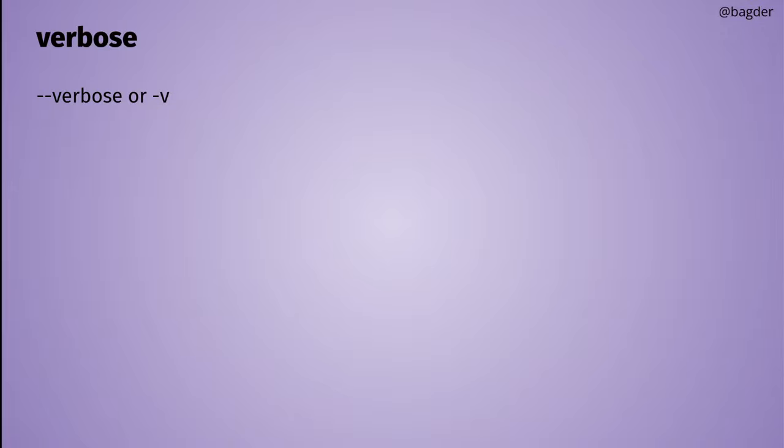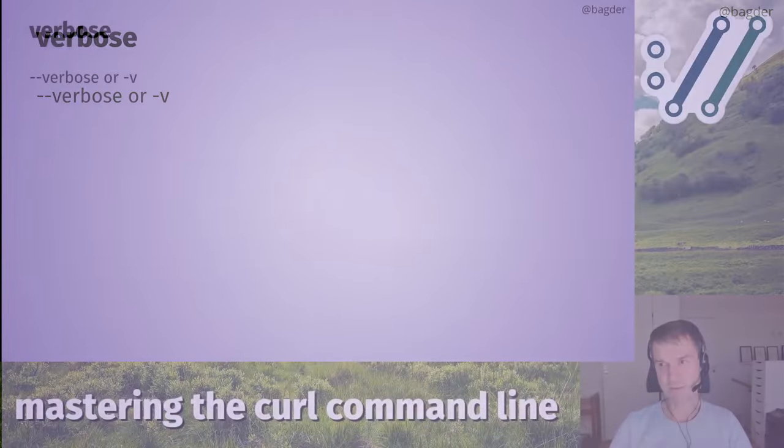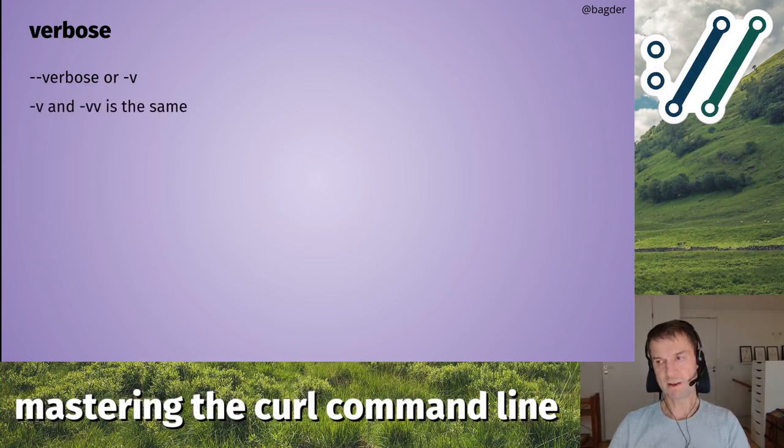It makes the transfer, the operation verbose. It speaks more, it tells more about what is going on, what it does when it does what it does, right? So by doing that, we can get more information. Usually, when things don't go the way you expected them to, you add the dash v.